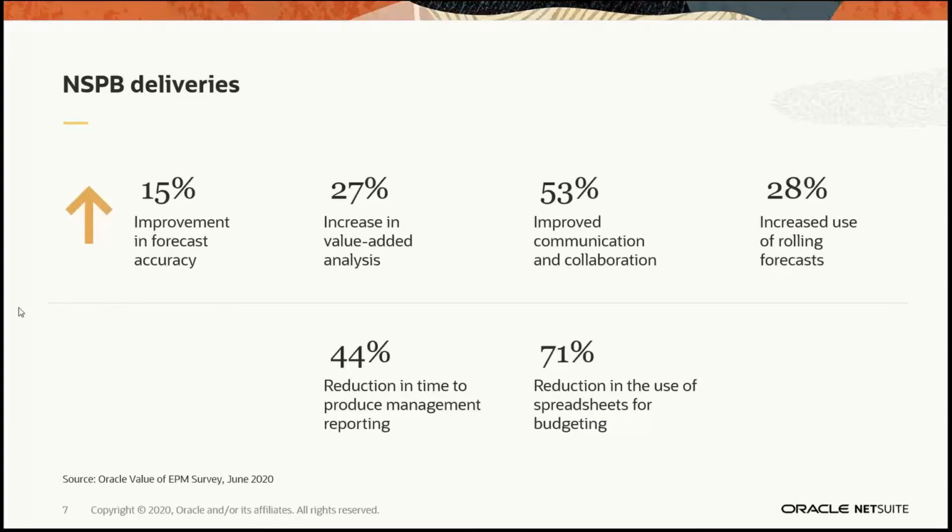That our customers, after 12 months of using NSPB, have seen more than 15% increase in forecasting accuracy, 27% increase in value-added analysis, 53% improved communication and collaboration between teams, especially when you're having to manually consolidate departmental budgets, which is an area that we remove from the planning and budgeting area by giving the collaboration between those different department heads. 28% increase in rolling forecasts, 44% reduction of time in producing management reports, and also a 71% reduction in the use of spreadsheets for the budgeting process.